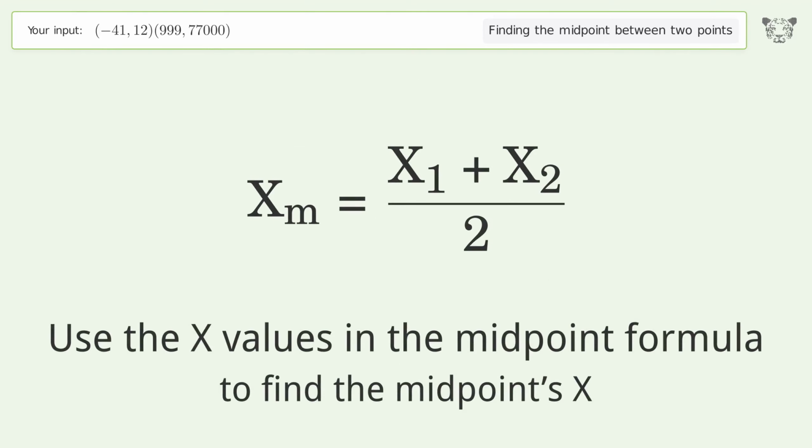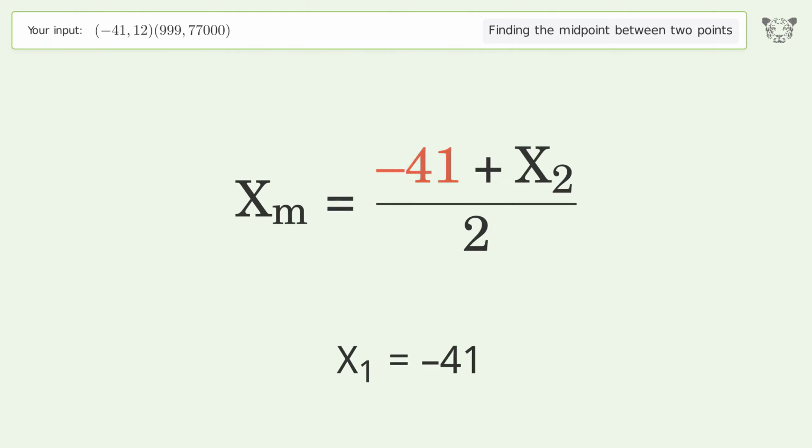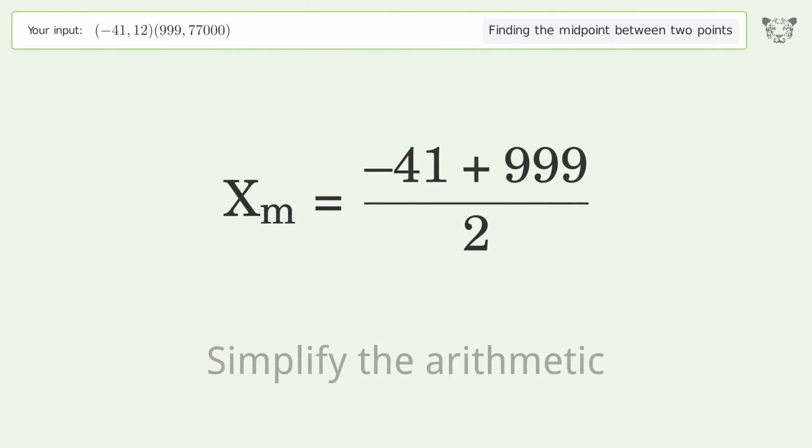Use the x values in the midpoint formula to find the midpoint's x. x1 equals -41. x2 equals 999. Simplify the arithmetic.